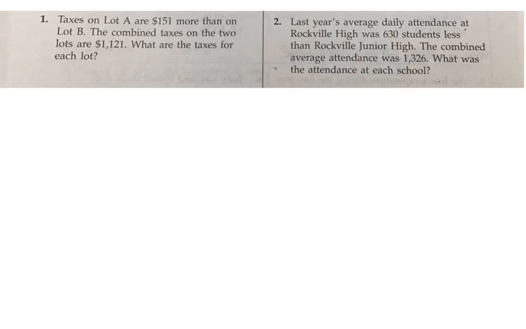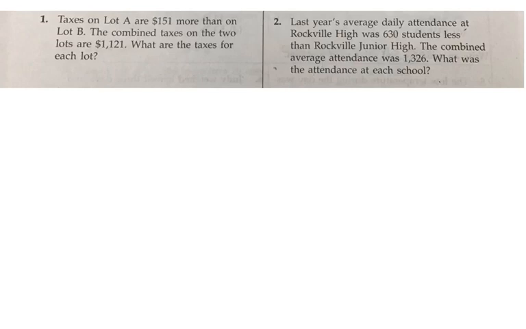All right, I just have a couple more, and then that'll be the end of this video. So, number 1, taxes on Lot A are $151 more than Lot B. The combined taxes on the 2 lots are $1,121. What are the taxes for each lot? So this one is an algebra problem where we have to figure out what our algebra problem would be and then how we would solve it.